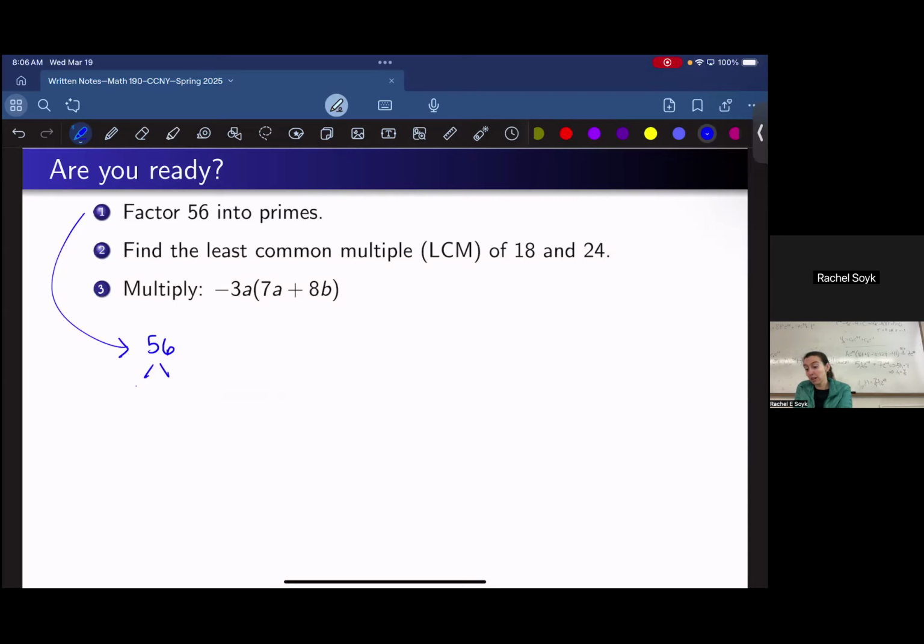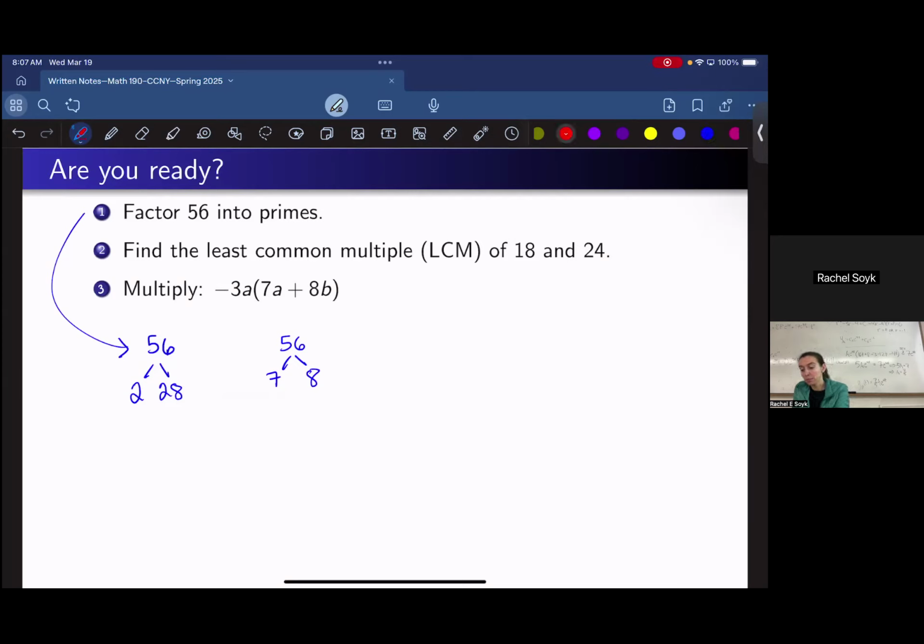Well, yeah, we have 2 and 28. We could have done 4 and 14. We could have done 7 and 8. Doesn't matter. The numbers that you choose sort of determine how many steps it's going to take. So I'm actually going to put in both options here. Let's say we chose 7 and 8. You'll notice that we'll have less steps there. But we'll start with the 2 and 28.